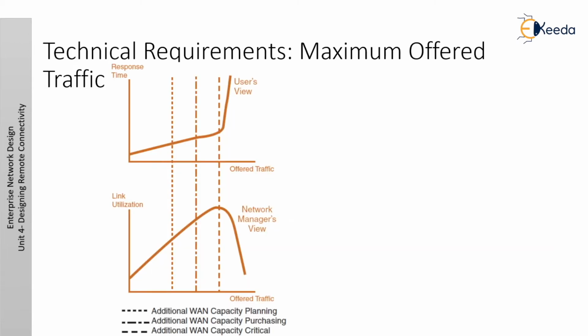Let us now discuss technical requirements with respect to maximum offered traffic. The goal of every WAN design should be to optimize the link performance in terms of offered traffic, link utilization, and response time. To optimize link performance, the designer must balance end user and network manager requirements, which are usually diametrically opposed. End users usually require minimum application response time over a WAN link, whereas the network manager's goal is to maximize the link utilization. WAN resources have finite capacity.